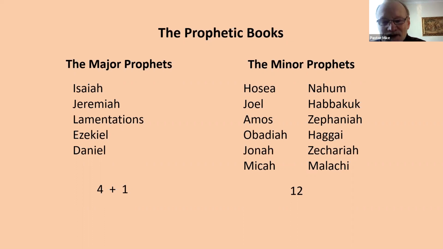And the other list of 12 books on the right of the screen, they're called the minor prophets. So it's Hosea, Joel, Amos, Obadiah, Jonah, Micah, Nahum, Habakkuk, Zephaniah, Haggai, Zechariah, and Malachi. So there's 12 of them. They're called the minor prophets, not because they're unimportant, but simply because many of them tend to be very brief. Obadiah, for example, is only 1 chapter. Joel's 3 chapters. Nahum, Habakkuk, they're 3 chapters as well. Haggai is only 2 chapters. So many of them are very brief, and in that sense, they're called minor prophets.